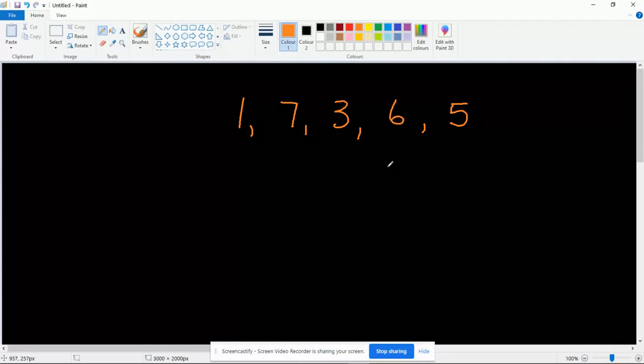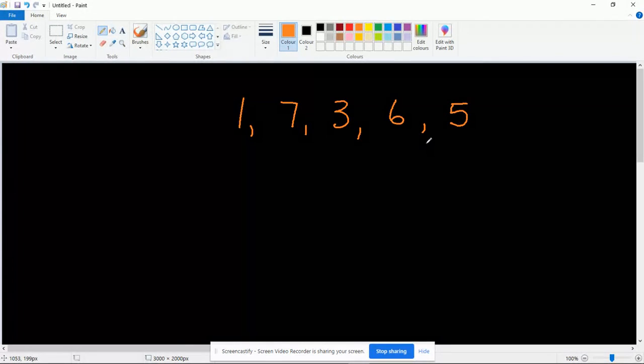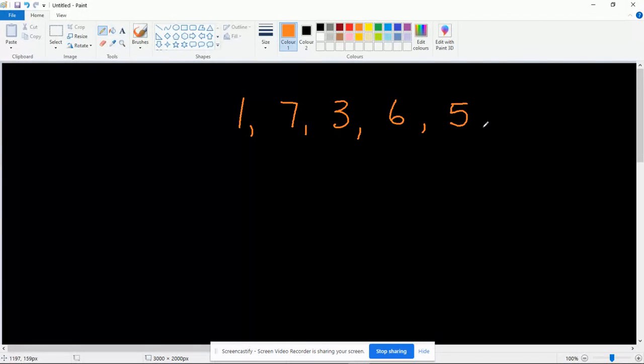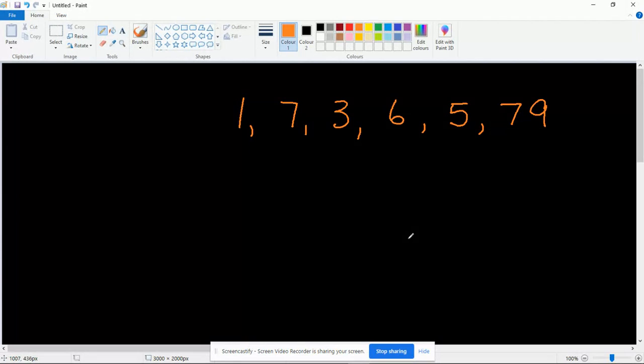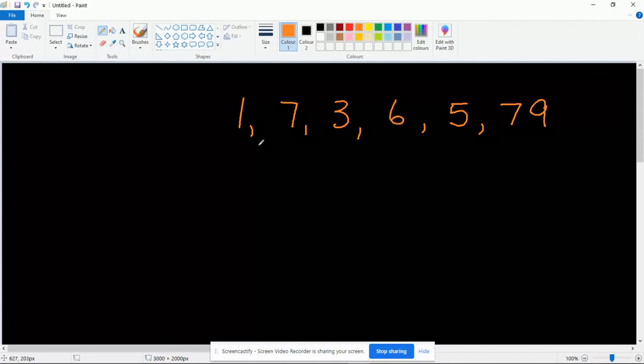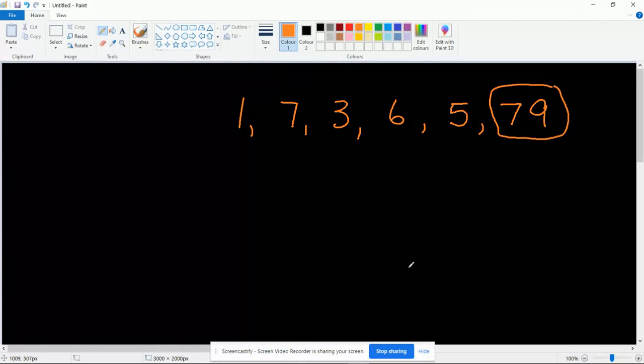You're just looking for, basically, it's like that game you played in grade 1 or 2: which one doesn't fit? So all of these kind of fit. They're all single digit numbers, all less than 10, all greater than 1. But if I put a number like 79 in there, can you see how suddenly 79 doesn't fit? These are all less than 10, single digit, and then suddenly 79. So here, you could say that 79 is an outlier.